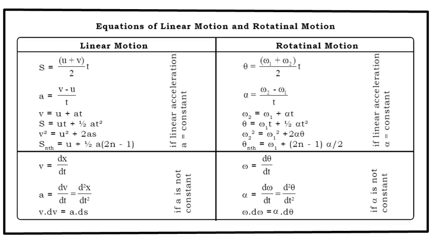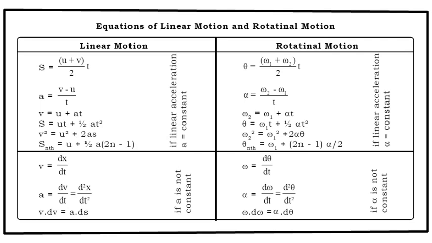Now, how will you use the derivatives in linear motion and in rotational motion? v is equal to dx upon dt. Omega is equal to d theta by dt. a is equal to dv by dt, and that is equal to d2x by dt square, right? Now same thing I'm converting into the rotational motion. v is replaced by omega, x would be theta. So omega is equal to d theta by dt. a is equal to dv by dt, d2x by dt square.